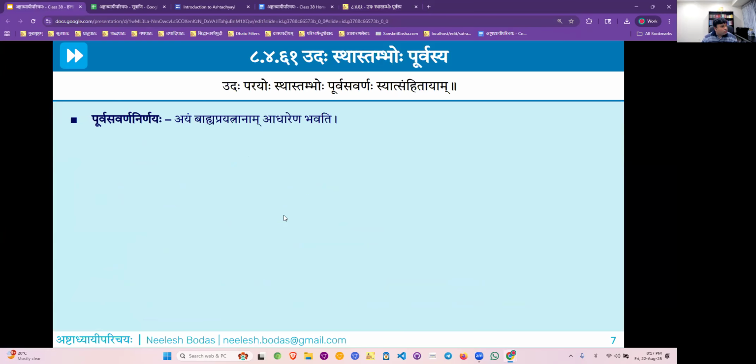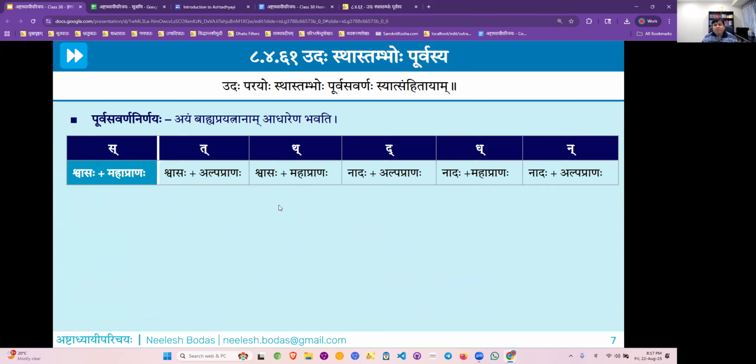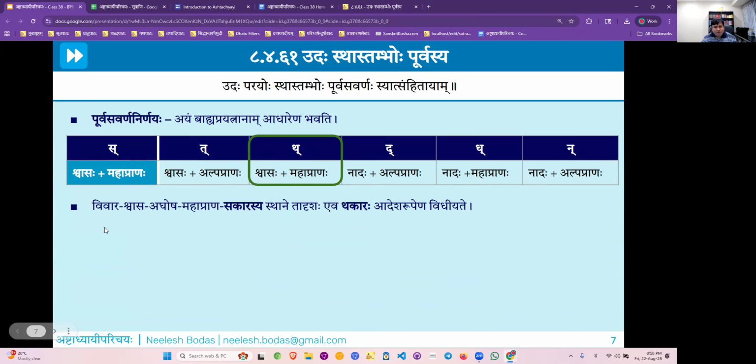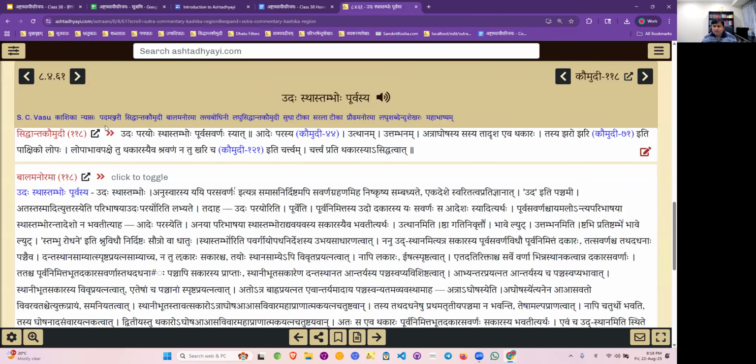So the question is how to do the Purva Savarna Nirnaya: Bhaya Prayatnanam Adharena Bhavati. I think this was one of the exercises in the class of Bhaya Prayatna. Sakarasya Bhaya Prayatnaha Vivarashvasa Aghosha Mahapranaha. You match for the Takarasya Savarnaha. So Purva Savarna is Takarasya Savarnaha: Ta, Tha, Da, Dha, Na. And you see a match is for the Thakara. Thakara is also Vivarashvasa Aghosha Mahaprana. Therefore Vivarashvasa Aghosha Mahaprana Sakarasya Sthane tādṛśaḥ eva thakāraḥ ādeśarūpeṇa vidhīyate.